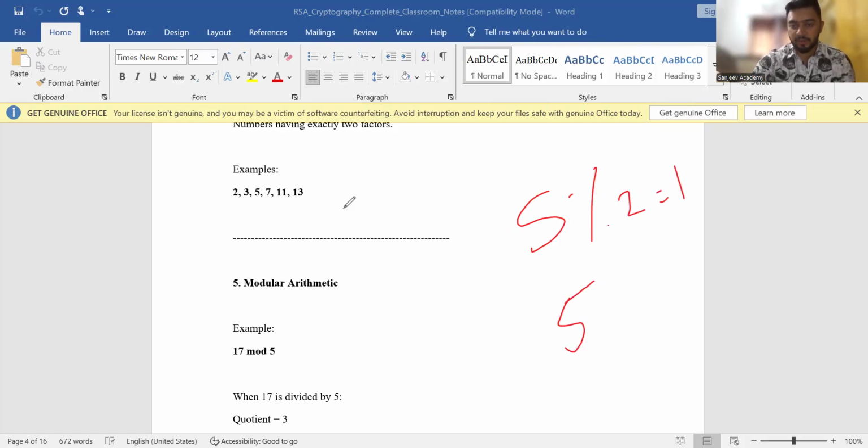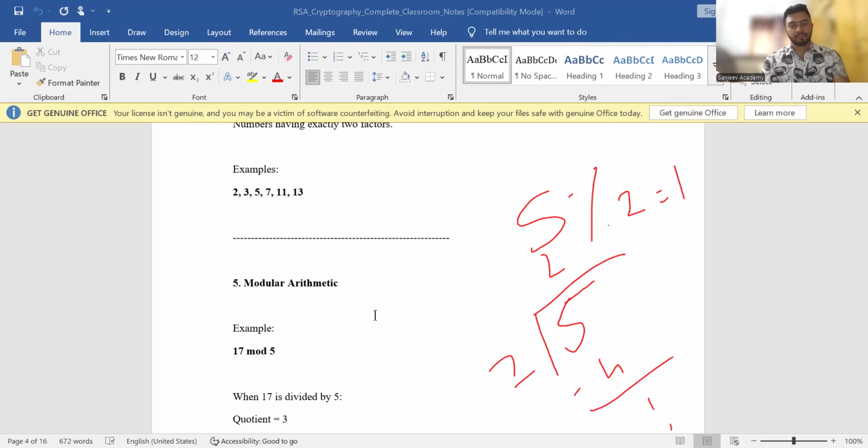In the sense, you divide 5 by 2. 2 2s are 4. What is the remainder? 1. Modulus means remainder. Okay. Modulus is nothing but remainder. So that is our first thing.